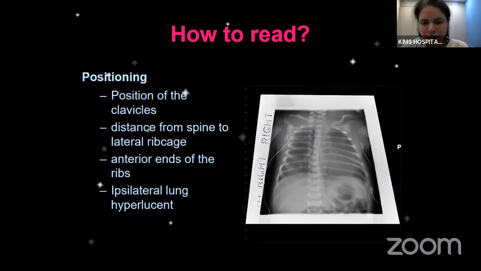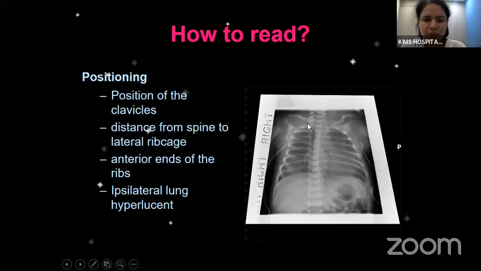The second thing we look at is the distance of the lateral rib cage from the spine. So in this X-ray, if you look at the midline, which is the spine, and the distance of the lateral rib cage on either side, it looks as if the right lateral rib cage is closer to the spine in comparison to the left lateral rib cage. So this lack of symmetry again indicates the lack of appropriate positioning. Likewise, we can also look at the anterior ends of the ribs. The widened end or the oar-shaped anterior ends of the ribs also must be typically equidistant from the midline or the vertebral column.